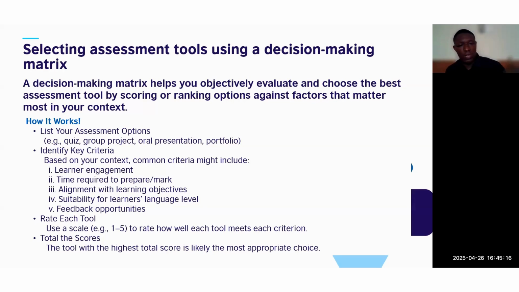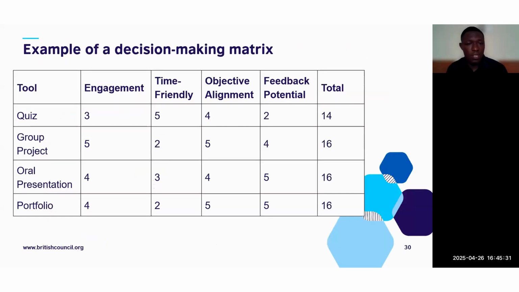And then you also have to grade each tool 1 to 5, just to show how it meets the criterion. And then you total the score, and then whatever has the highest score is likely going to be the tool you're going to use to assess your students. Now, here's an example.